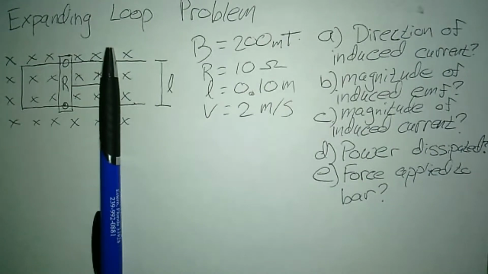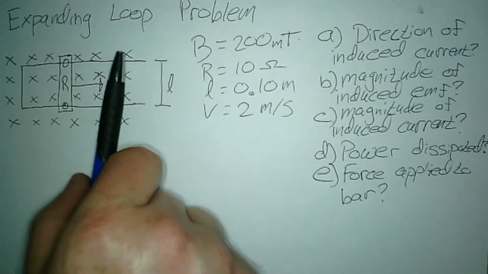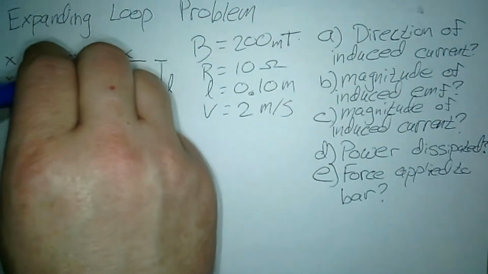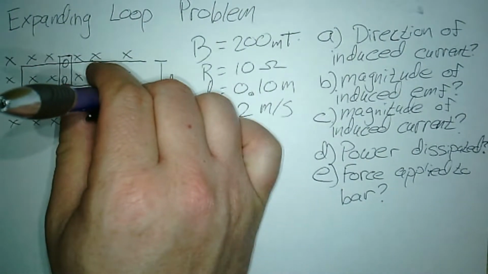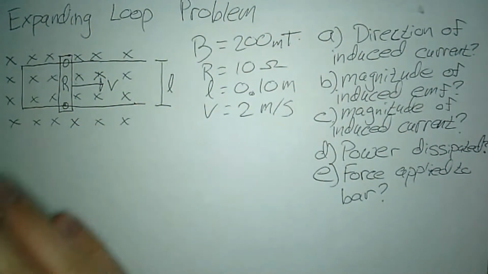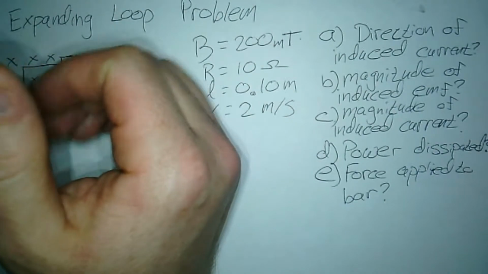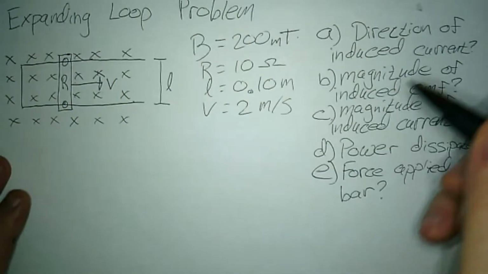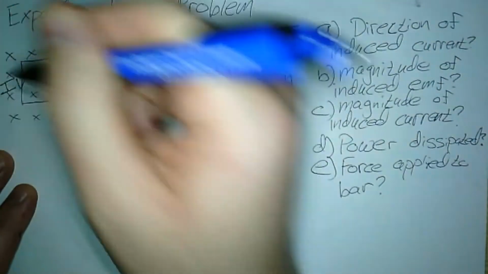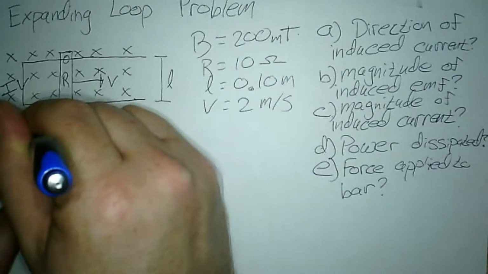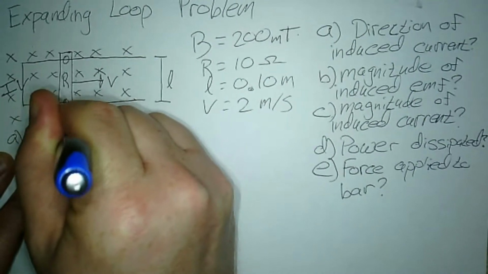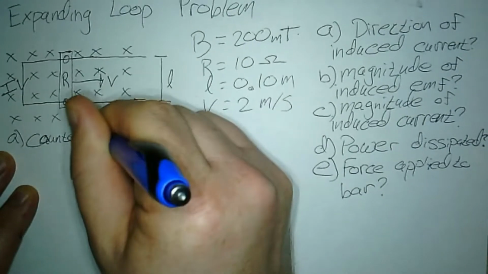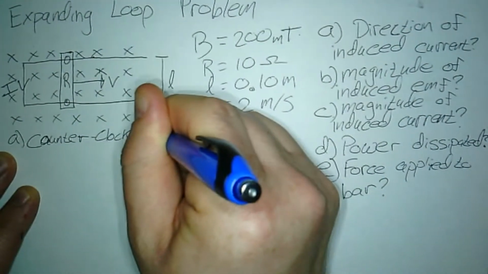So the current I'm going to produce is going to oppose the change. It wants to reduce the magnetic field, so it's going to create a magnetic field pointing out of the page. To do that, I want my current to be flowing counterclockwise. So I'm going to draw my current on there and say counterclockwise. So part A, we are going to say counterclockwise. Write that down for you guys.